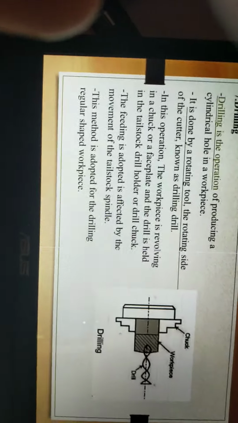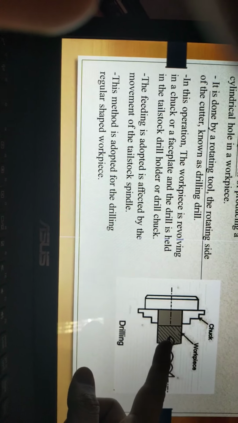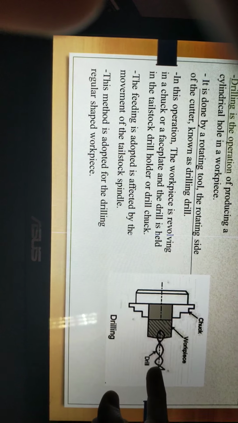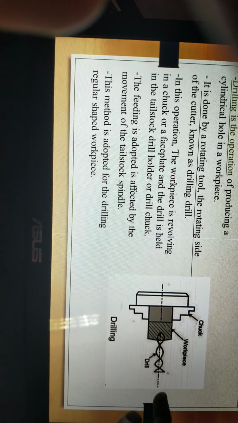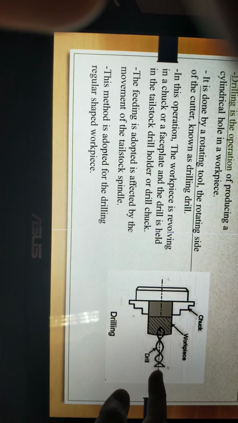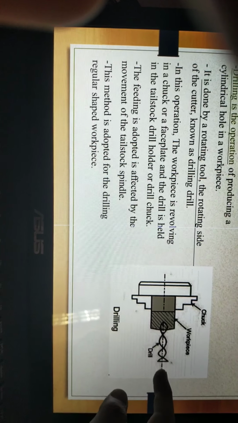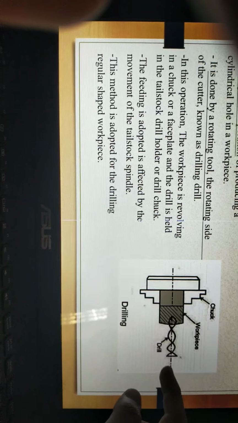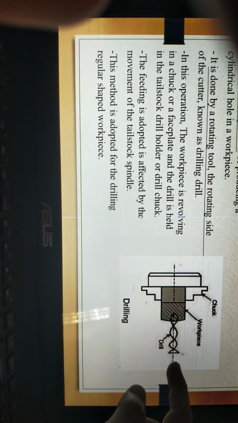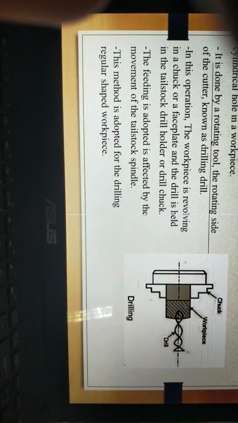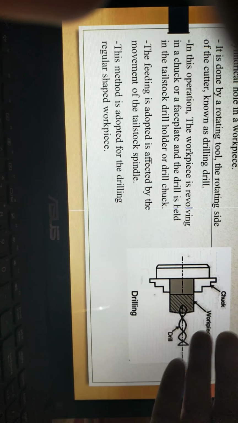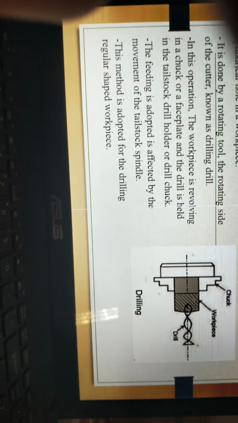For drilling, the workpiece is held in the chuck. It is rotary. We are installing this drill, which is going to be held in the drill chuck, and the drill chuck is mounted on the tailstock, and we are giving a movement to the tailstock spindle, so that the drill will move towards the workpiece and away from the workpiece, and the drilling operation will take place.